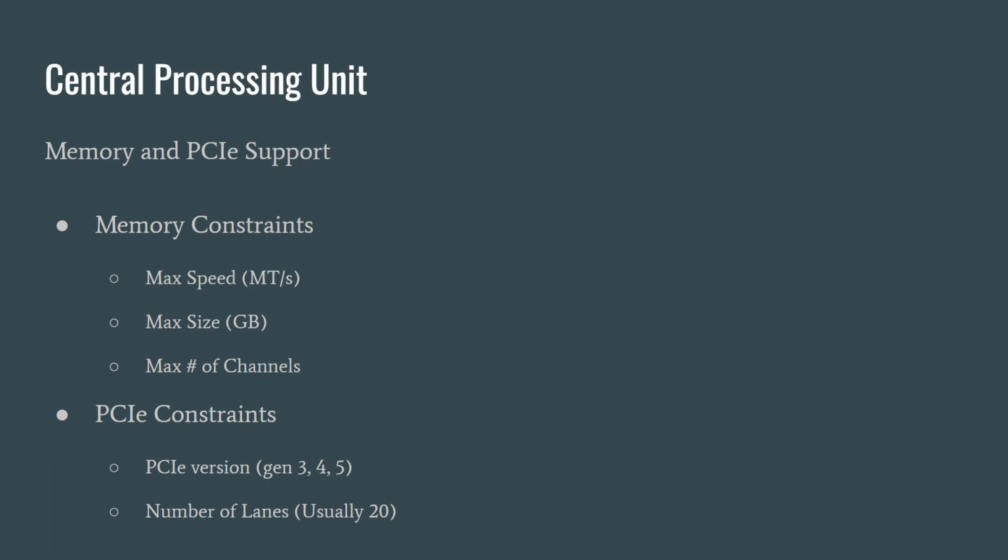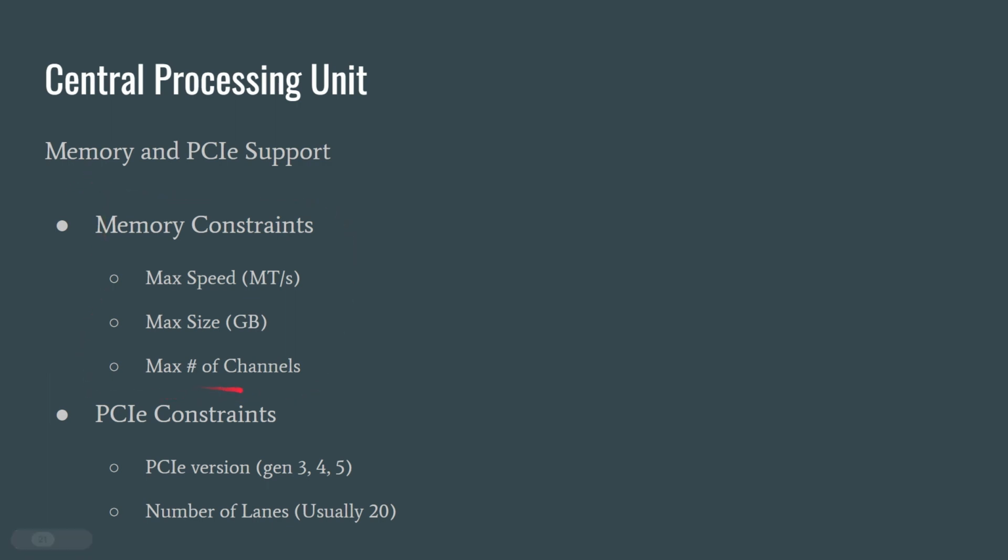Typically it supports dual channel, so don't buy quad channel if your CPU can't support that number of channels. This will make more sense when we get into RAM too. So don't worry if you didn't pick up on all these stats, but just know that you do have to check the memory constraints of the CPU.